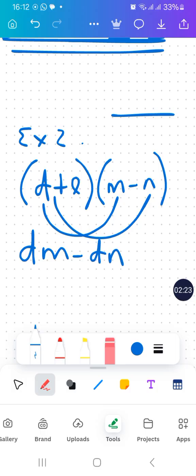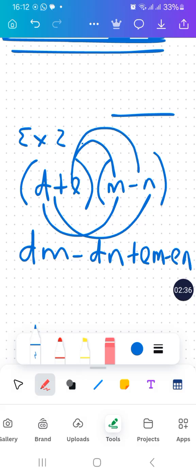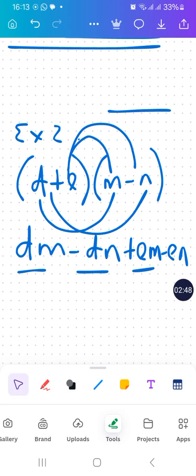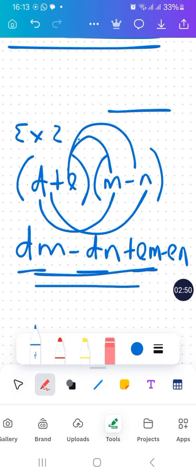You have done your mouth, mouth. Then you go ahead with your nose, nose. e multiplied by m will give us em. Then e multiplied by minus n will give us minus en. Look again. Are there terms that look alike? dm is different from dn, dn is different from em, and em is different from en. So this is going to be our final answer.